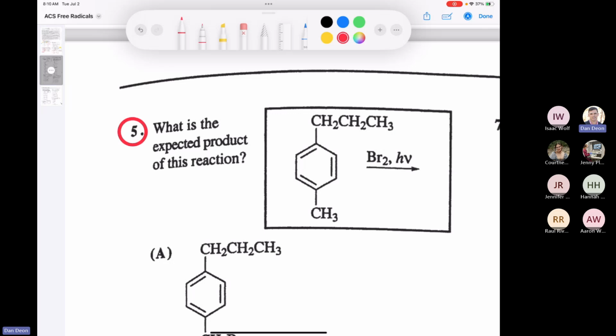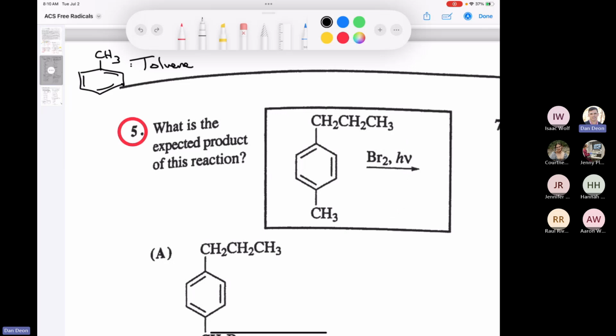So we're taking this compound. If you have a benzene ring and then a methyl group on it, we don't call it methylbenzene. Usually we call it toluene, the common name. So you could call this 4-propyl-toluene, this compound here.